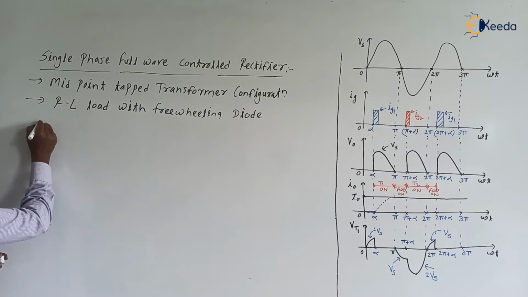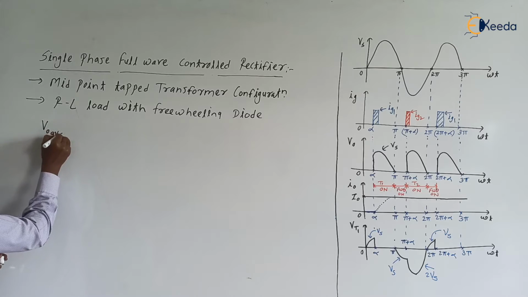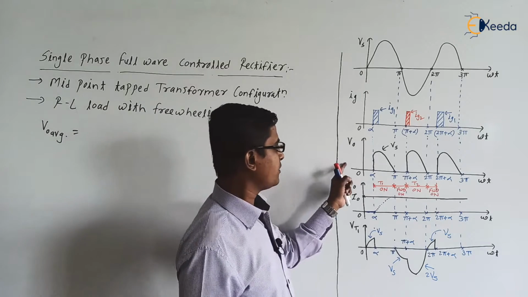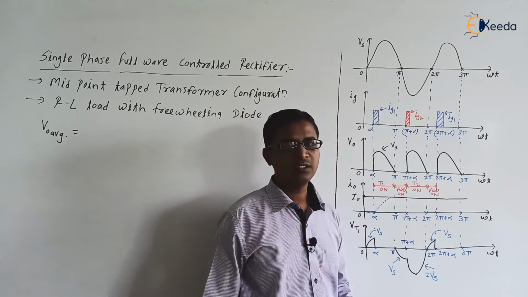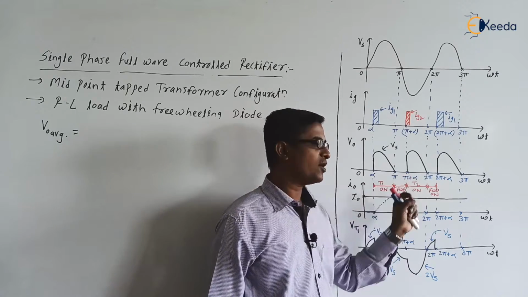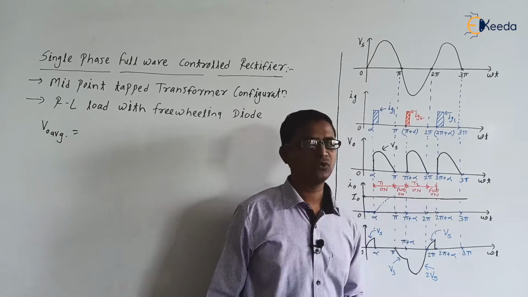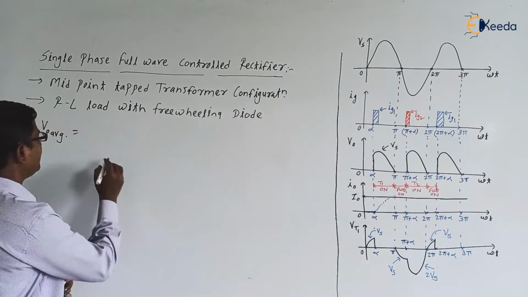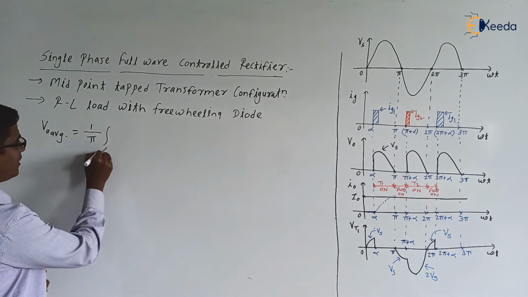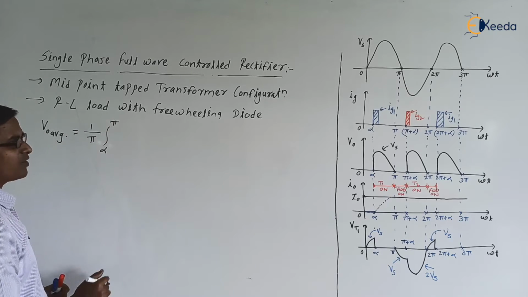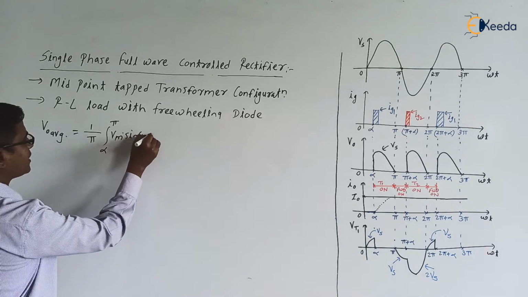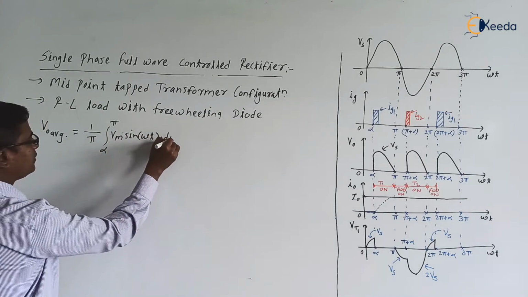So V0 average, that is the average value of output voltage. If you check the V0 waveform here, whatever pulse we have from 0 to pi, the same is repeating from pi to 2 pi, and from 2 pi to 3 pi. So what is the periodic angle? It is pi, so it is 1 by pi integration from alpha to pi. During alpha to pi, what is V0? It is the same as the supply voltage, Vm sine omega t d omega t.